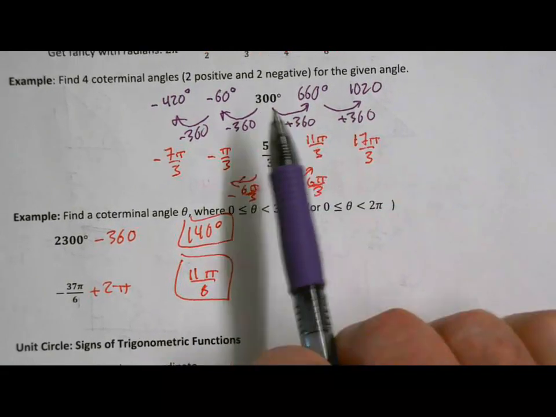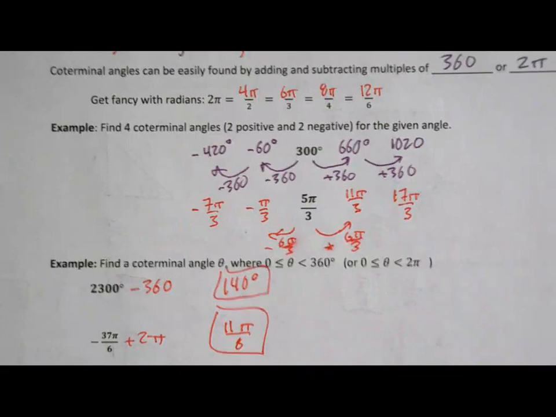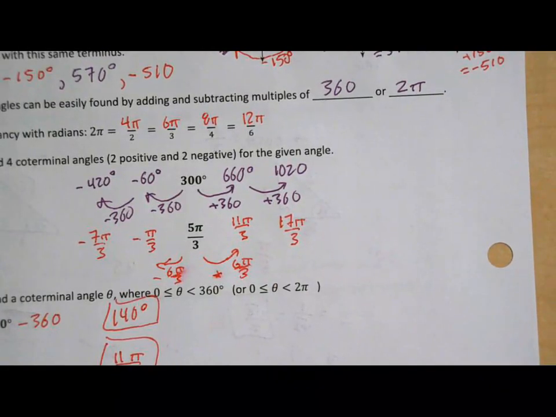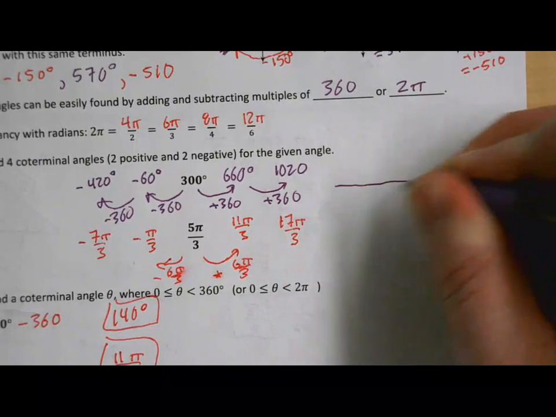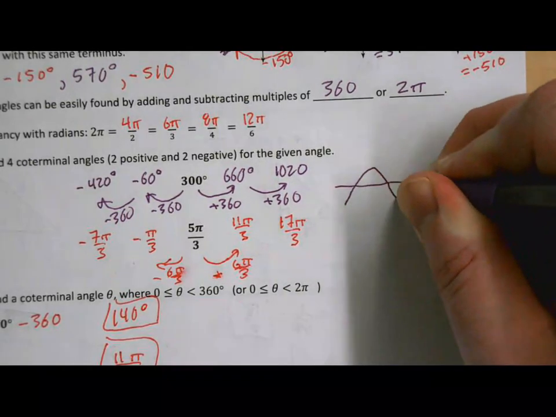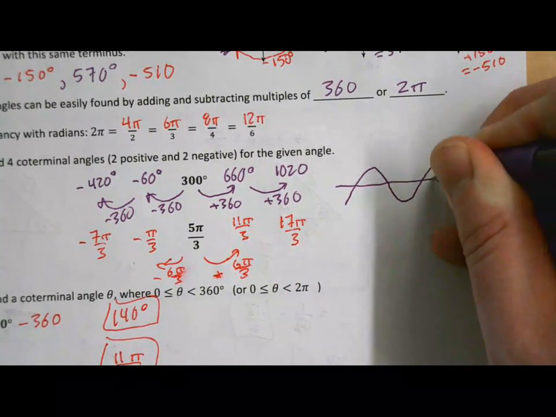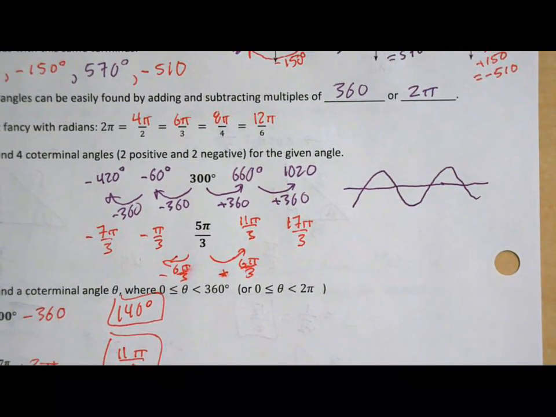Sine repeats every 360 degrees. We're going to see that happen in a couple different ways. When we start graphing sine and cosine functions, we're going to see graphs that look like this. And there's a waveform, a pattern that repeats itself every period or every revolution.